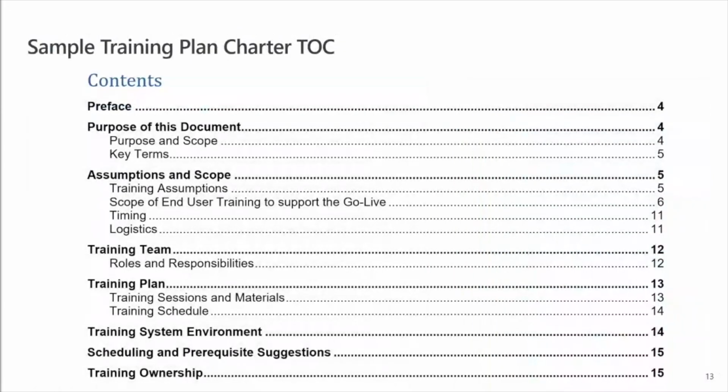So one of the documents that you'll want to put together, and it doesn't really matter if you're documenting this in a Word document, or you could use Azure DevOps to document all this information, but you're going to want to put a charter together. And this charter is going to describe the details about what your training approach is. So this document is going to identify some key terms, the training assumptions that you're making in order to start training these users, the timing, the logistics.